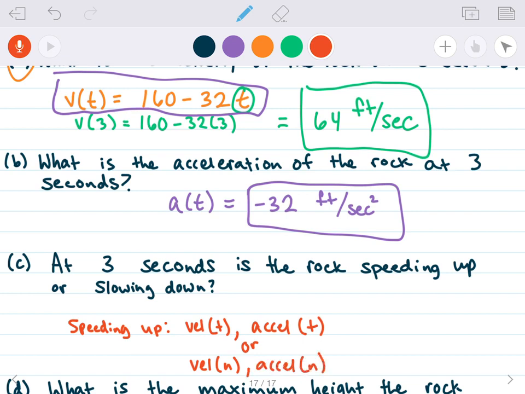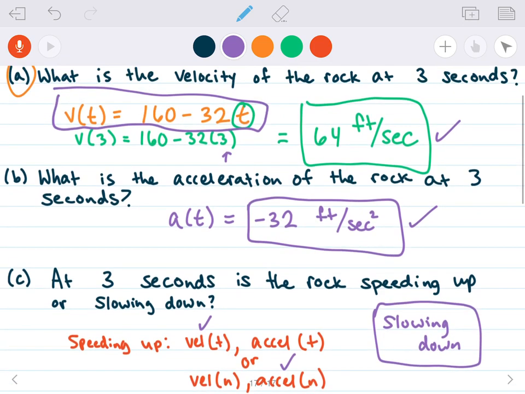We have opposite signs. So at 3 seconds, velocity is positive, right? Because it's positive 64 feet per second when we plugged in 3. So that's true. But acceleration is negative because it's this constant negative 32. Okay? So this means it's slowing down because we have opposite signs of velocity and acceleration at 3 seconds.